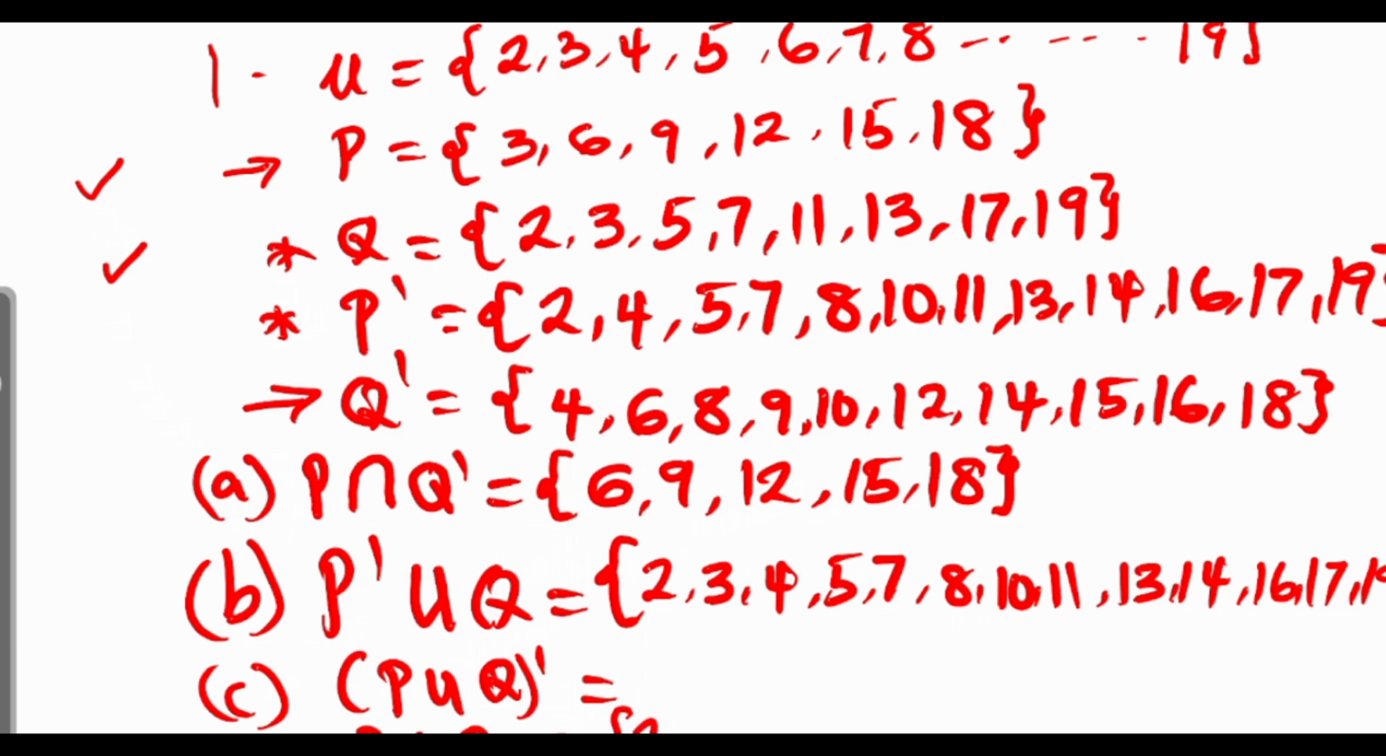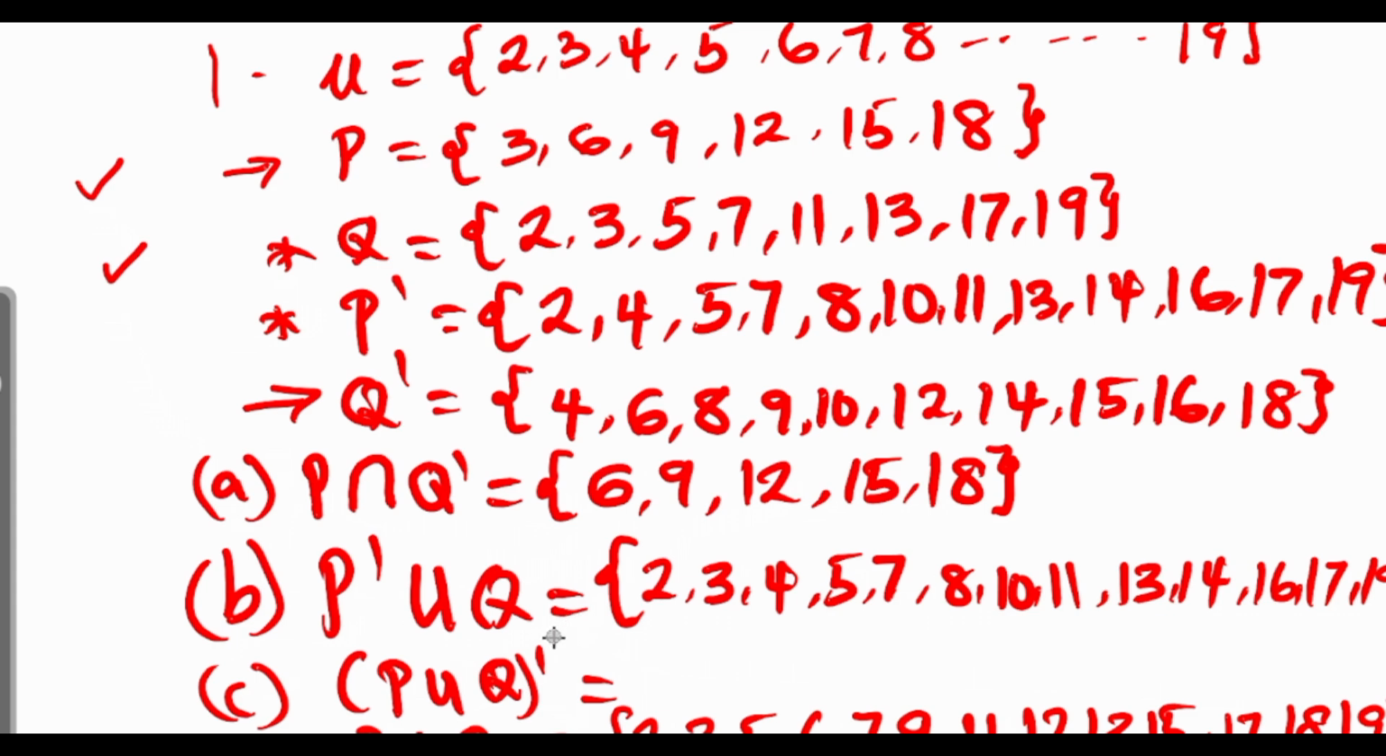We have 2, we have 3, we have 5, we have 6, we have 7, we have 9, we have 11, we have 12, we have 13, we have 15, we have 17, we have 18, and we have 19. So these are the elements in P union Q.